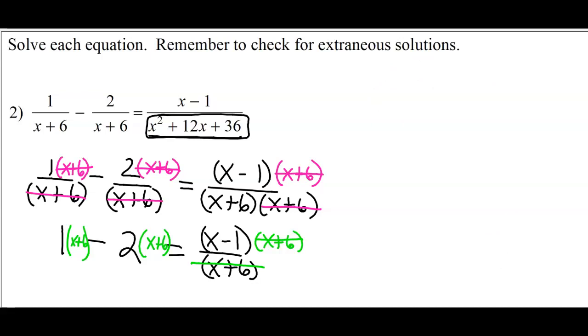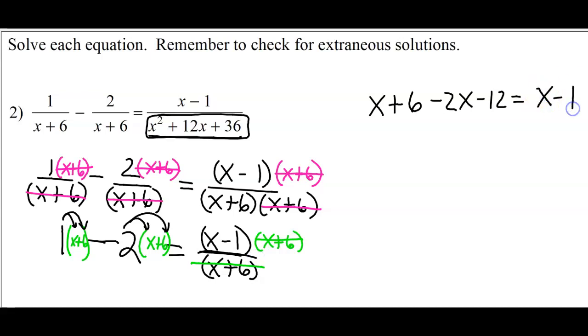All right. So now over here we have to distribute the 1. That's going to give me x plus 6. Then we're going to distribute this negative 2. Notice that's a negative because of that minus there. So when I distribute a negative 2, it's going to become minus 2x minus 12. And then on this side, all that we're left with is the x minus 1. Okay? So at this point, we just get to solve the equation.